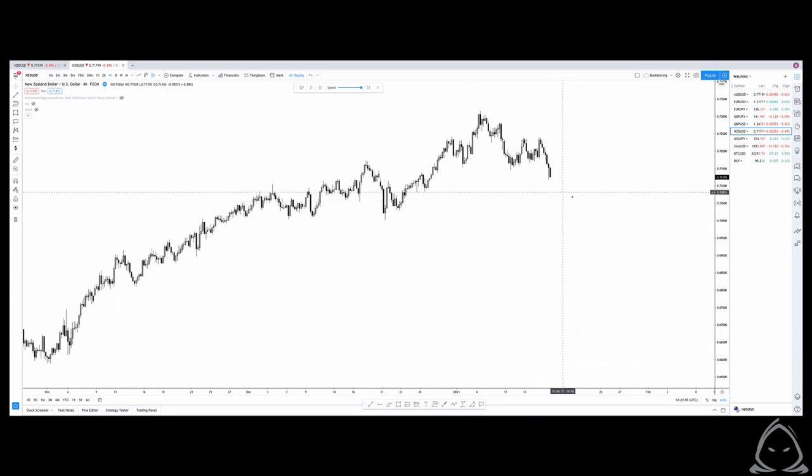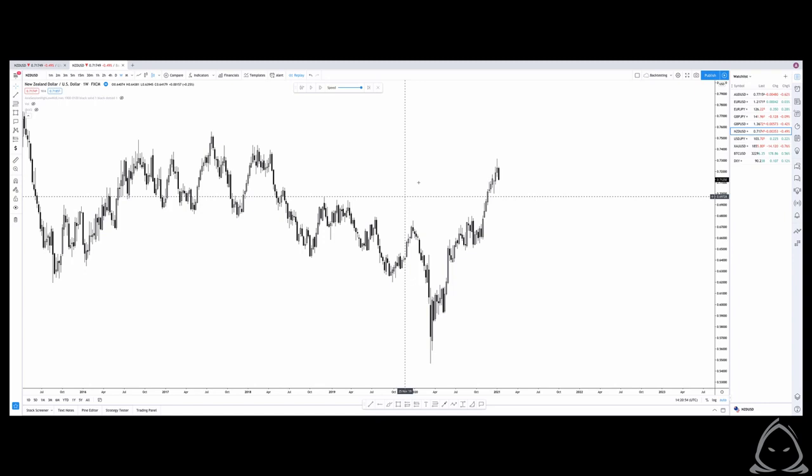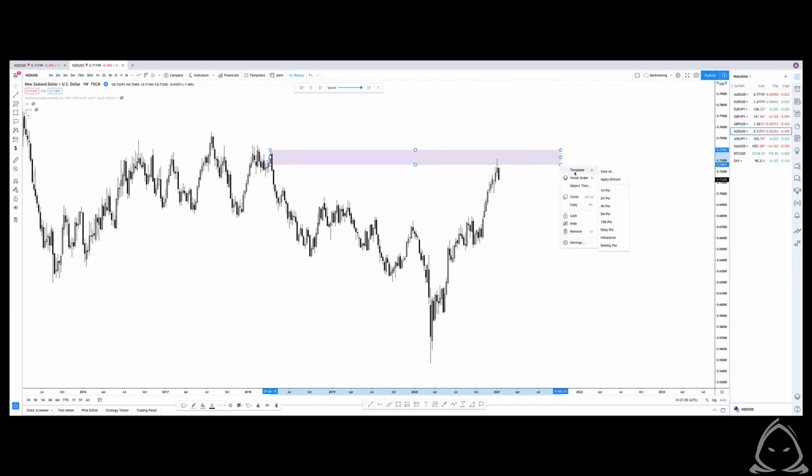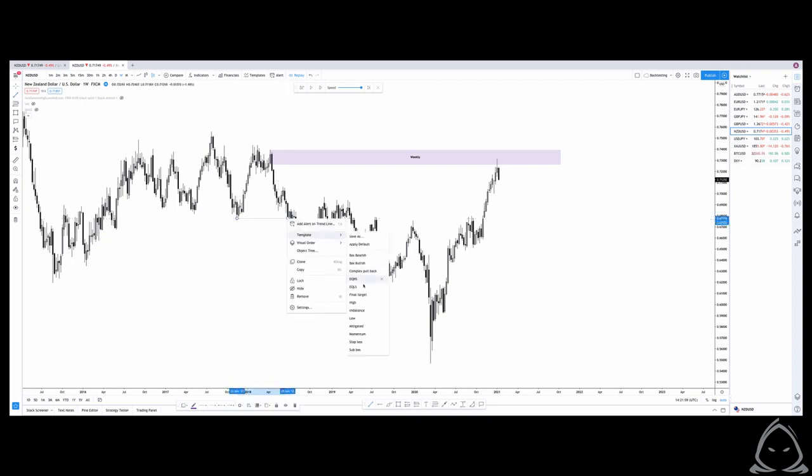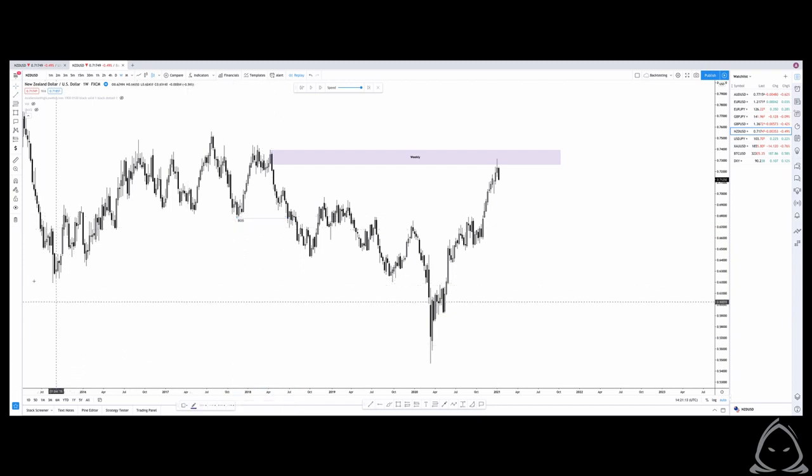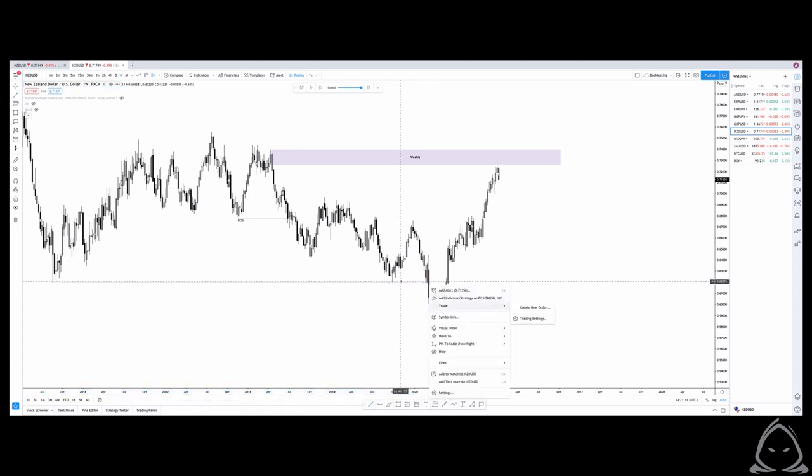So I have already cut price here. I'm just going to go through the process top down. So on the weekly, you can see that we've got this area here as a potential weekly POI. Obviously we've had break of structure here, break of structure here, break of structure to the left, so we broke multiple structures. So something to keep in mind.